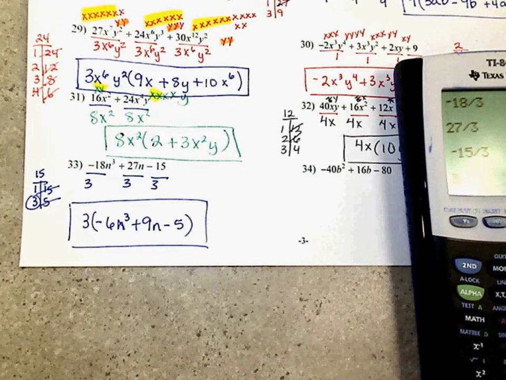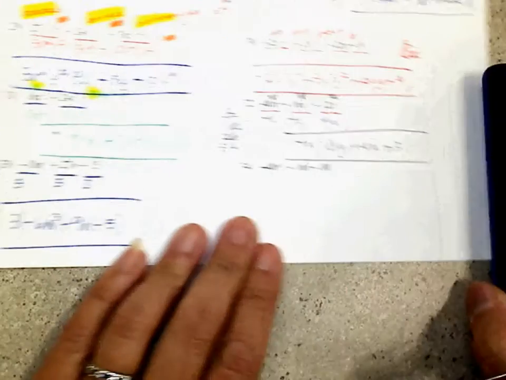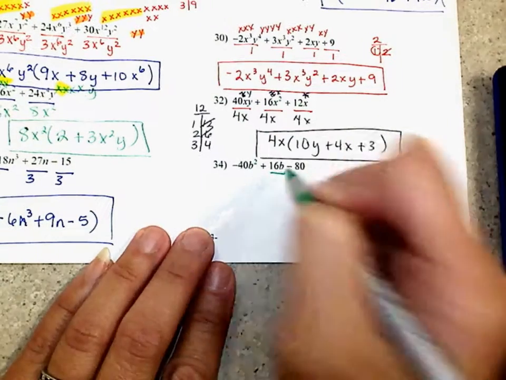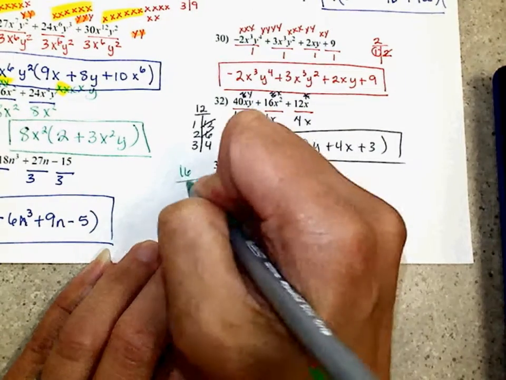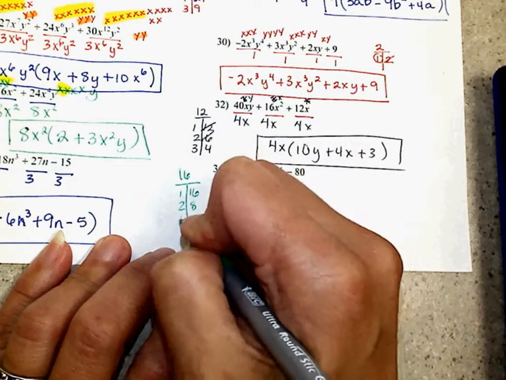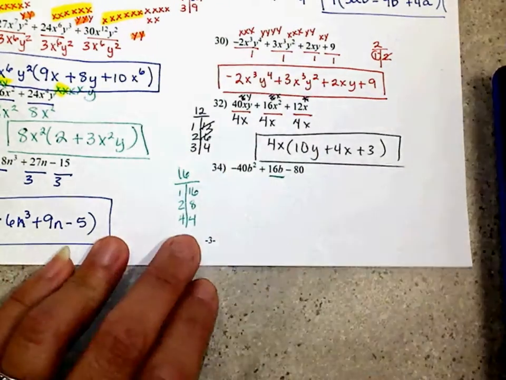Number 34. The smallest number is 16. Numbers that multiply to give you 16: 1 and 16, 2 and 8, 4 and 4. See how that's a double? You can stop right there. Let's try 16 first.